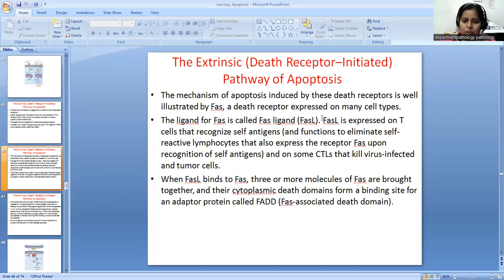The mechanism of apoptosis induced by these death receptors is well illustrated by FAS, a death receptor expressed on many cell types. The ligand for FAS is known as FAS ligand, FASL. This is expressed on T cells that recognize self-antigens and functions to eliminate self-reactive lymphocytes that also express the receptor FAS upon recognition of self-antigens, and on some CTLs that kill virus-infected and tumor cells. When FAS ligand binds to FAS, three or more molecules of FAS are brought together, and the cytoplasmic death domains form a binding site for an adaptor protein called FADD, FAS-associated death domain.